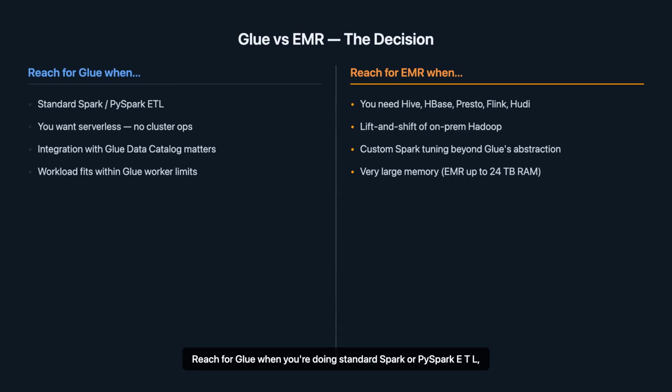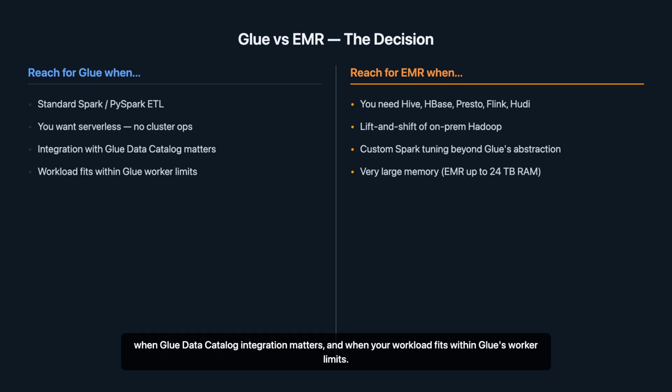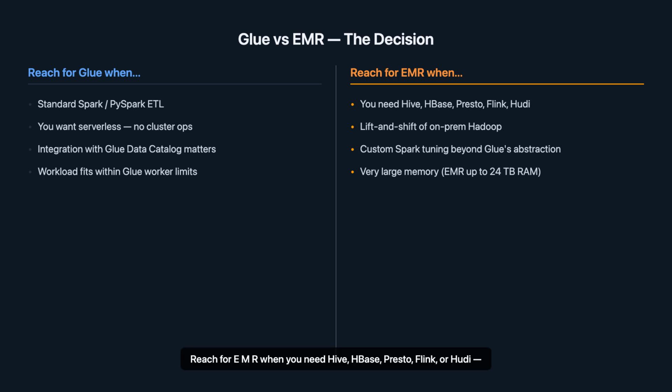Reach for Glue when you're doing standard Spark or PySpark ETL, when you want serverless with no cluster operations, when Glue data catalog integration matters, and when your workload fits within Glue's worker limits. Reach for EMR when you need Hive, HBase, Presto, Flink, or Hudi, anything beyond plain Spark. Also reach for EMR when you're lifting and shifting an on-prem Hadoop workload, when you need custom Spark tuning that Glue's abstraction doesn't expose, or when you need very large memory.